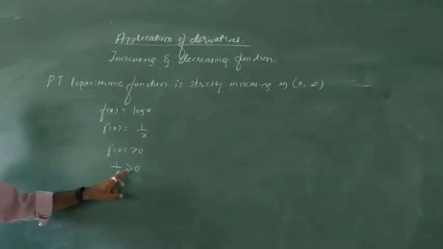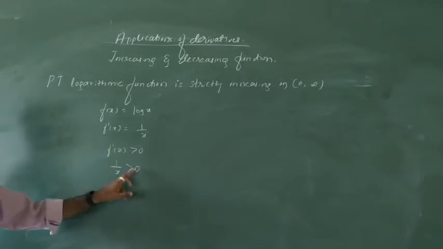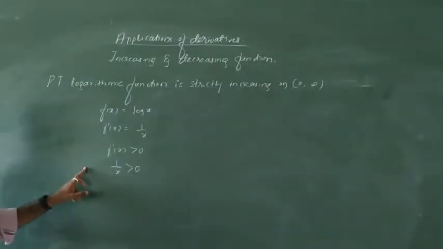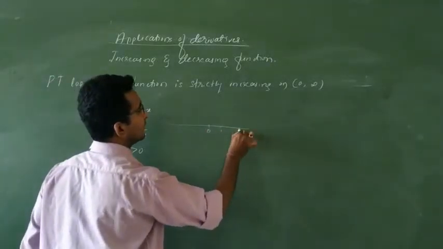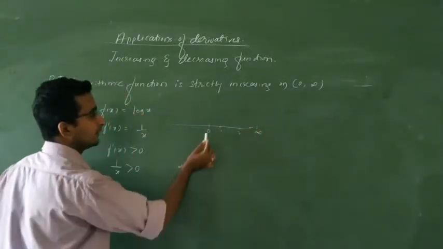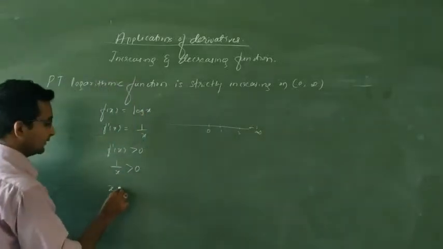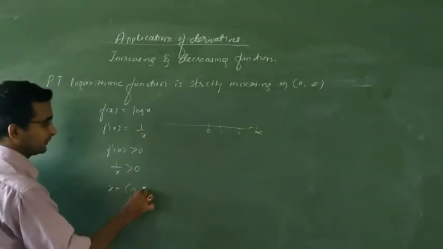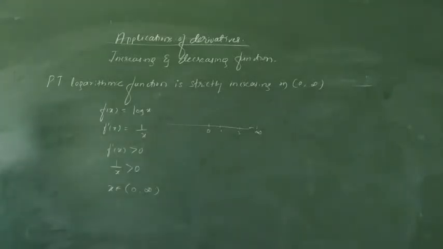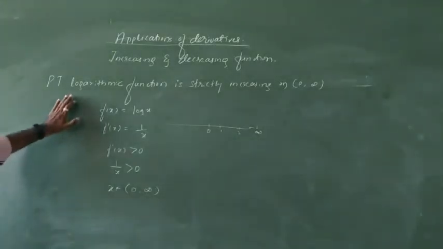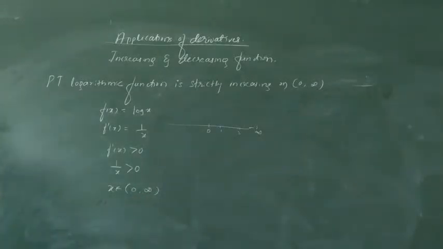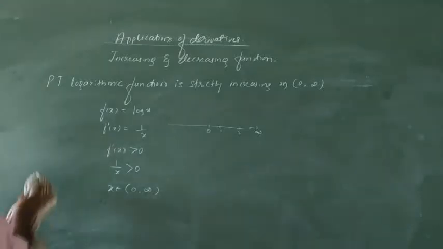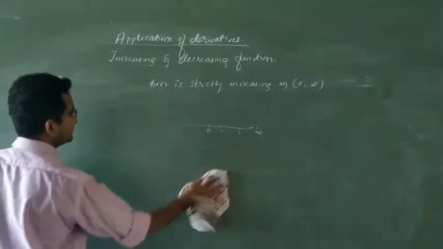So here 1 by x is greater than 0 means it is increasing from 0 to infinity if I take the real line. So this is positive, from 0 up to infinity. It is increasing from 0 to infinity. Then we can see that x belongs to 0 comma infinity. So we have proved that the logarithmic function is an increasing function on the interval 0 comma infinity. Okay. So the next example.